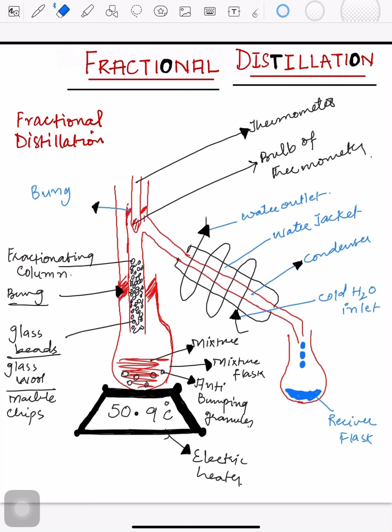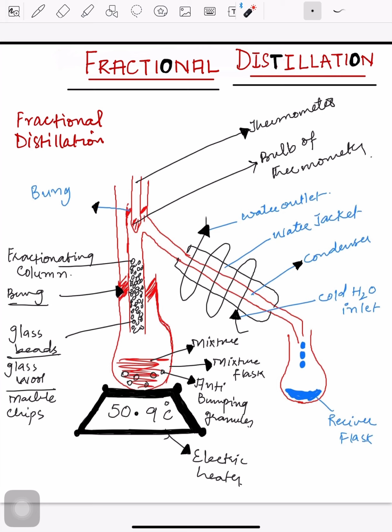All right. Now there is a receiver flask over there. I am just spotlighting. Okay, there is a receiver flask over there. There must not be a stopper. There must not be a bung in the receiver flask, so that the hotter fractions which are coming from the condenser may not develop higher pressure. As a result, the flask will burst out.